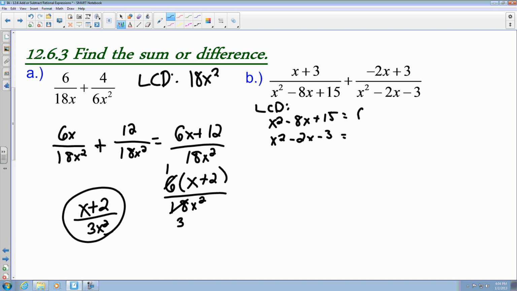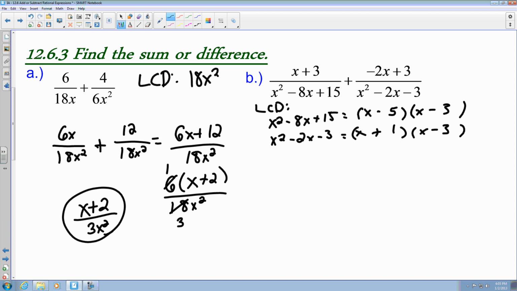So I got parentheses, parentheses, x, x. The plus 15 means they're going to be the same sign. The minus 8 means they're both going to be negative. And the values here will be 5 and 3. Here I got parentheses, parentheses, I got x, x, and it's going to be a plus and a minus because the negative 3 means they're going to be different. And it ends up going to be a 1 and a 3.